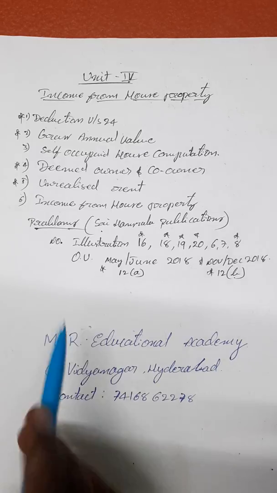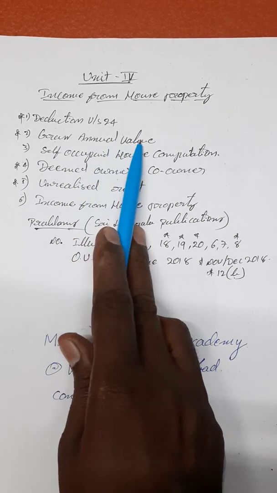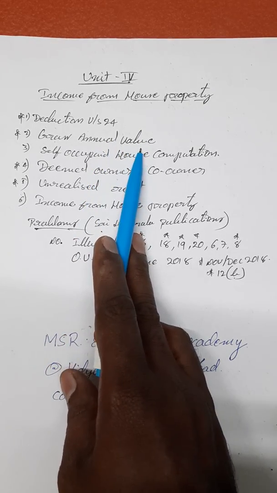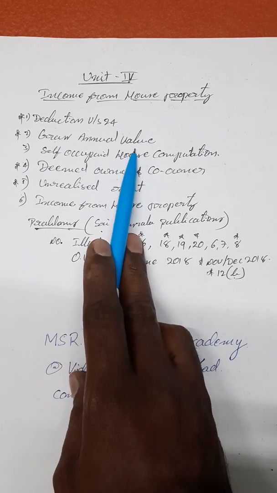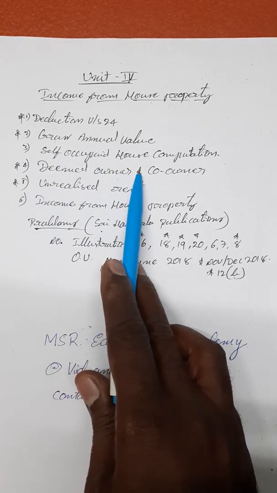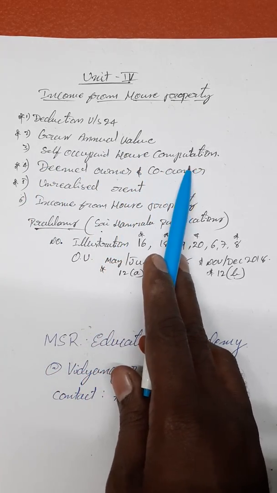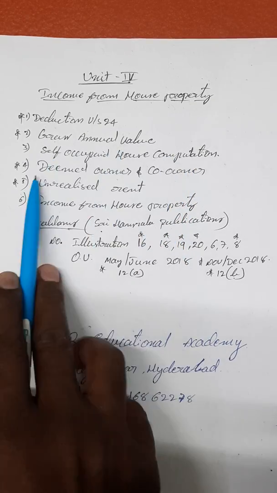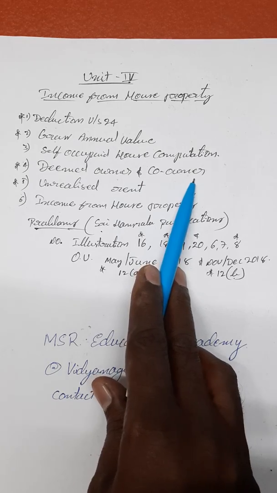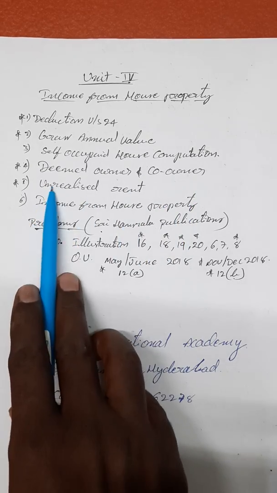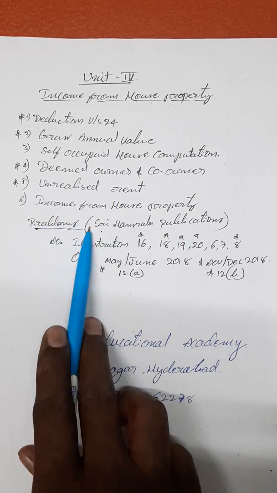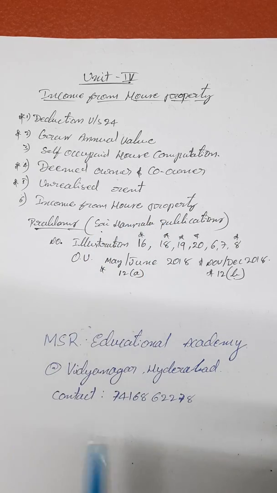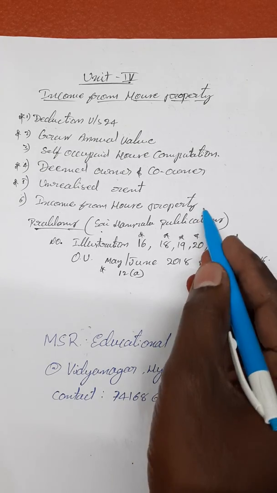And gross annual value, GAV: how to compute that GAV. You have to write the steps, and some explanation is required. Self occupied house computation, how to compute the self occupied house, is also important, and the format should be right. Deemed owner and co-owner, unrealized rent, and income from house property. What is income from house property? This is one of the theory questions.